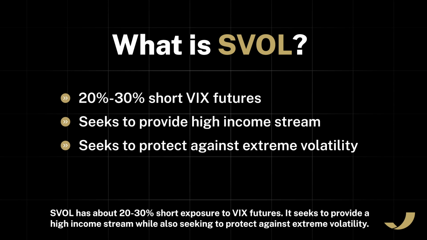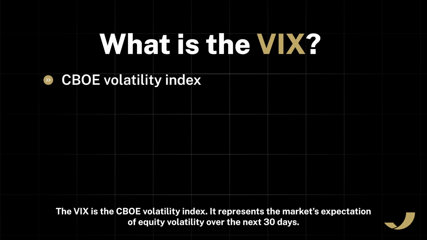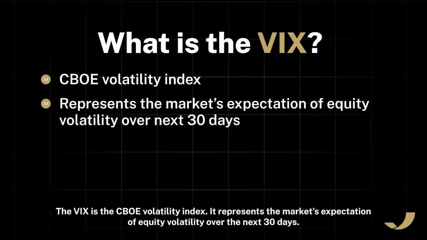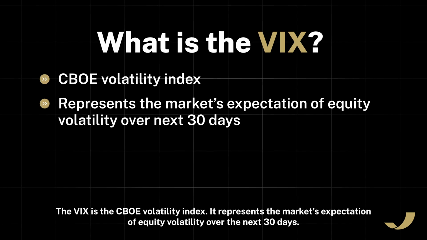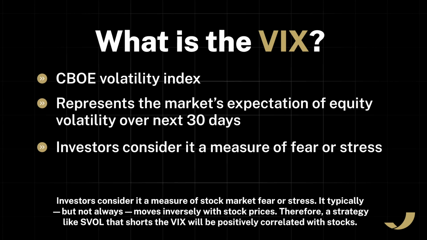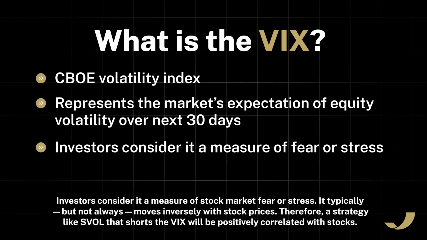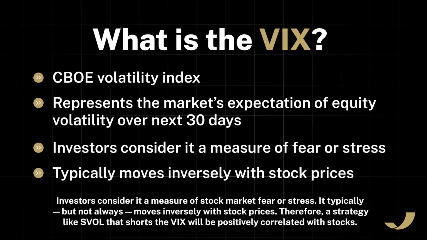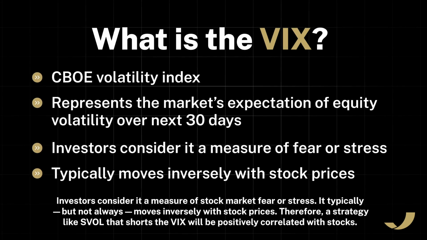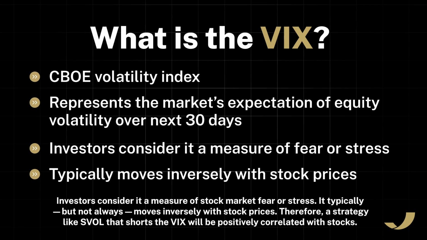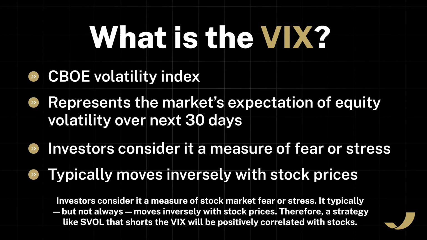Before we dive deep into the strategy, what is the VIX? The VIX is the CBOE Volatility Index. It represents the market's expectation of equity volatility over the next 30 days. Investors consider it a measure of stock market fear or stress. It typically, but not always, moves inversely with stock prices. Therefore, a strategy like SVOL that shorts the VIX will be positively correlated with stocks.